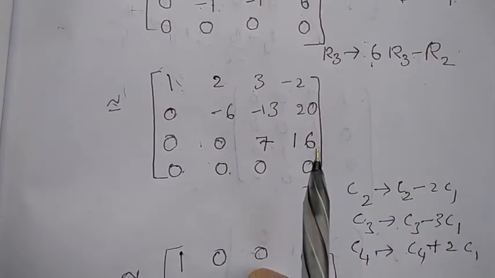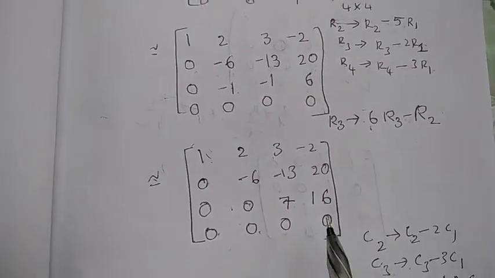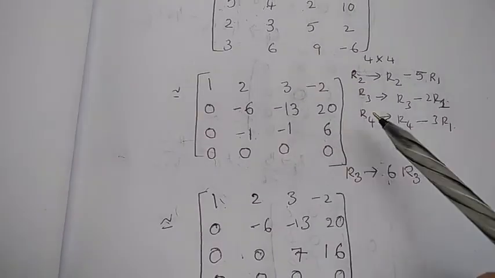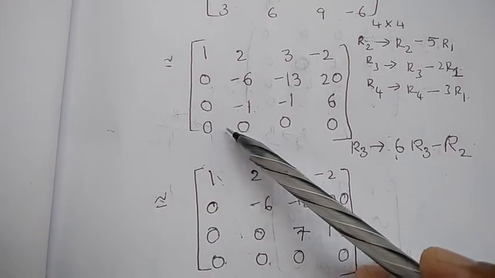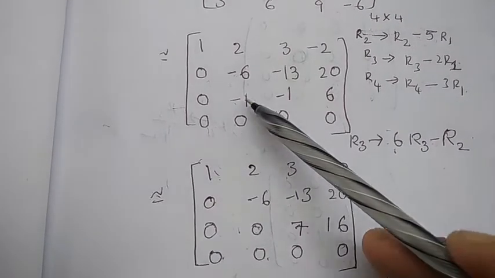Now next, the column changes. See here, remember one thing. Using this operation we convert this position to 0. Again use this operation to convert this position to 0.